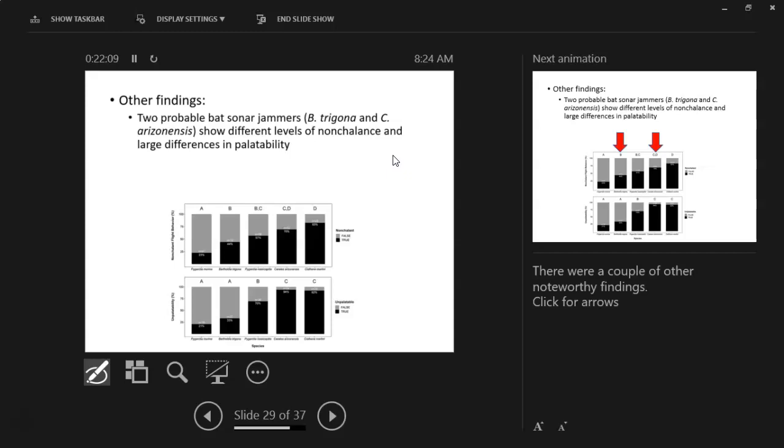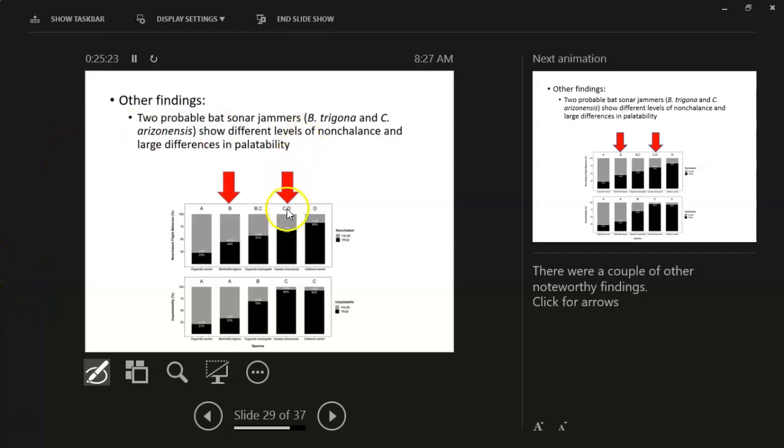And what the authors found is that these 2 species, which have similar levels of acoustic defense, show very different levels of nonchalance, and also correspondingly large differences in unpalatability. So here I've indicated with red arrows these 2 species. And remember, both of these species share the same acoustic defense relative to attacks by the bats. But they show very different levels of nonchalant flight behavior.